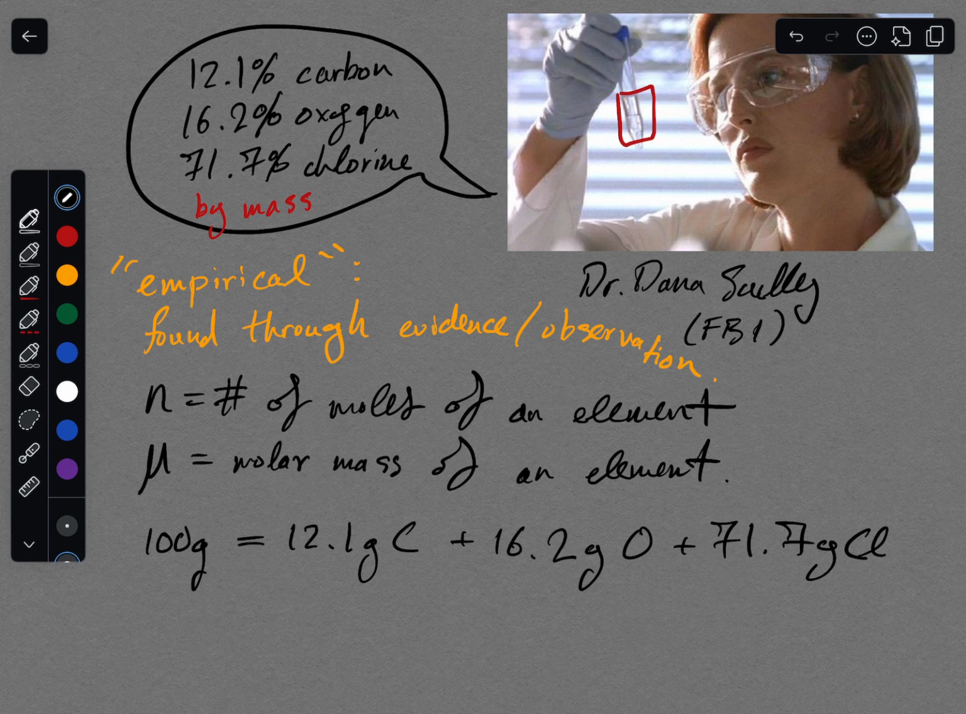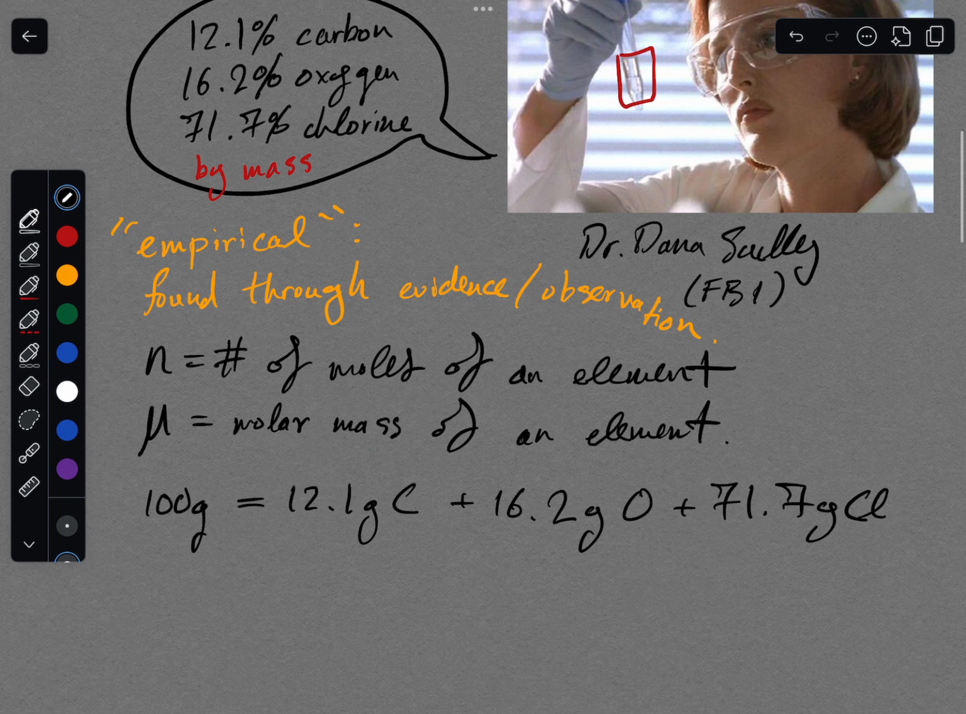100 is just a convenient number to work with, but because we're only interested in the ratios, the actual number that I set it to doesn't really matter. You could choose 100 or 1,000 or 1. 100 is just convenient to convert for percentages. So now, how do I get anywhere with this? Well, I'm going to need the molar masses of each of these so that I can take the ratios of them. So let's start with carbon.